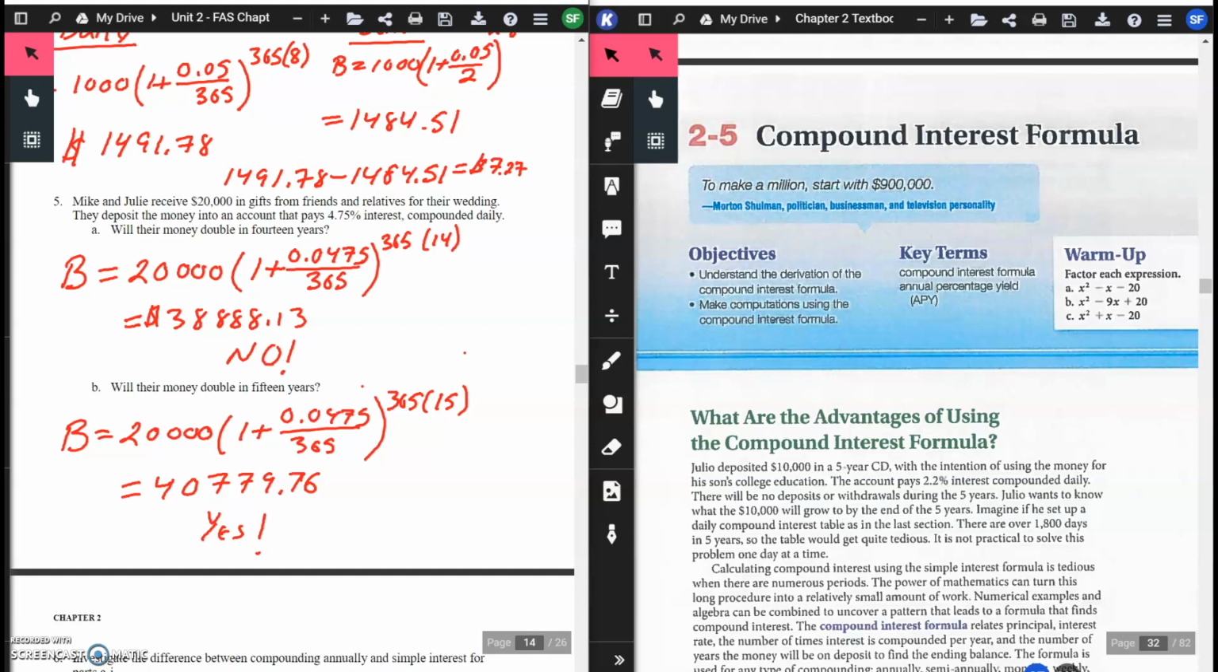Will their money double in 15 years? The only thing you're going to change in this formula is the T. Instead of 14 up at the top, you're going to have 15 now. Multiply that out. You get 40,779.76. Did it double? Yes, because you're over 40,000.